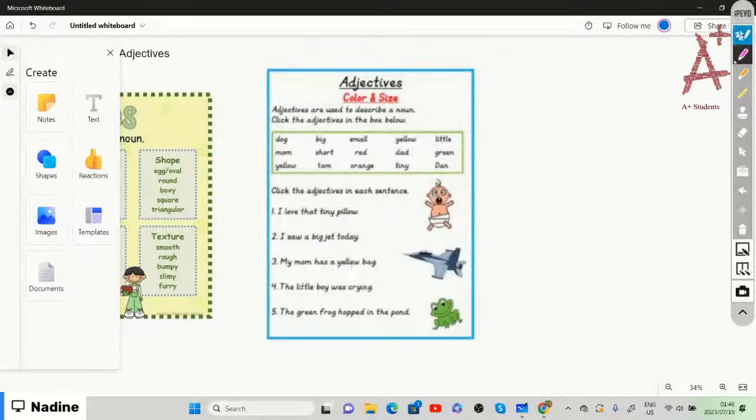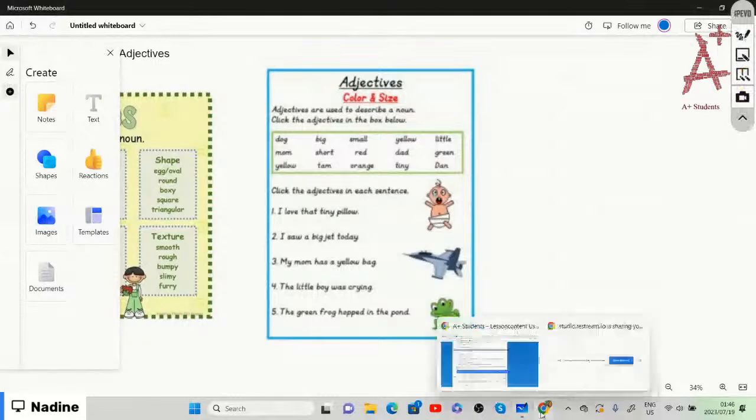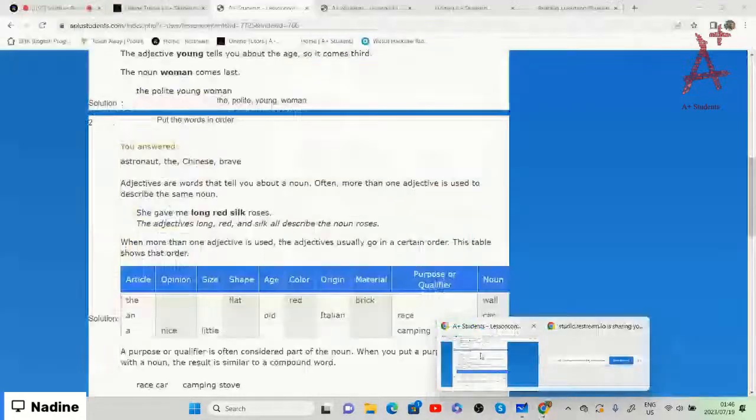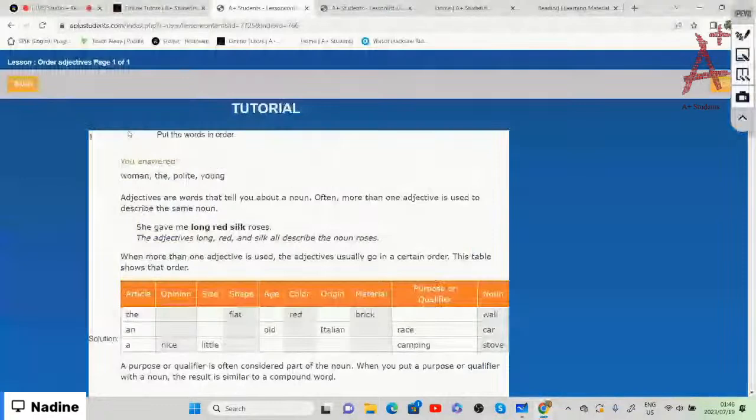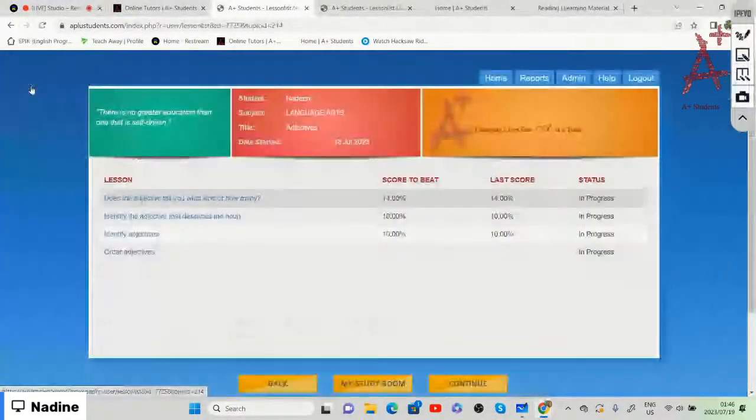All right, so it's the end of our lesson on adjectives. I really hope the lesson was informative, and that you will be able to know the difference between what kind and how many, or you'll be able to identify adjectives within a sentence.